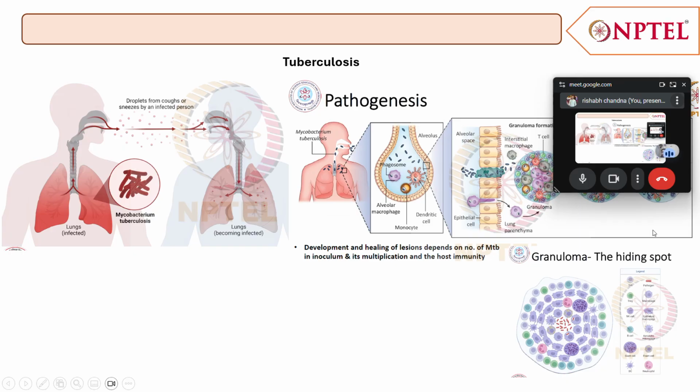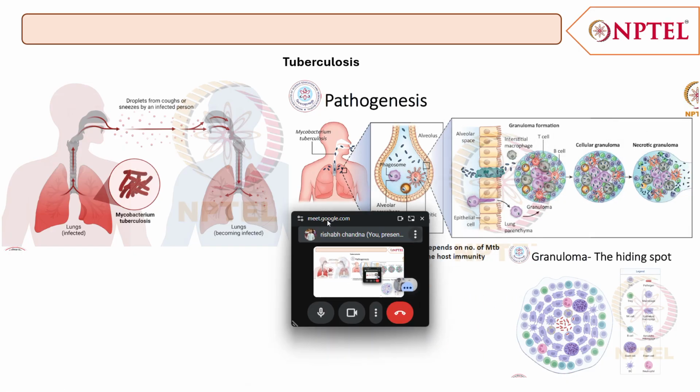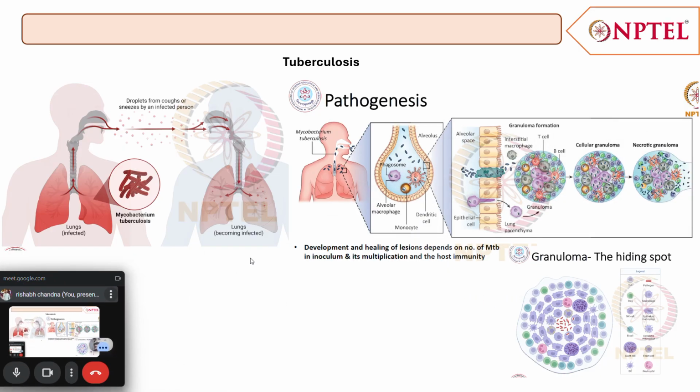Now we'll move on to the pathogenesis of Mycobacterium tuberculosis. There are droplets from a diseased patient, a patient that has a mycobacterium infection. The droplets from the coughs and sneezes of an infected person can reach a non-infected person. Now the mycobacteria infect the alveoli of the lungs. These are the macrophages, monocytes and dendritic cells that are present in the alveolus.